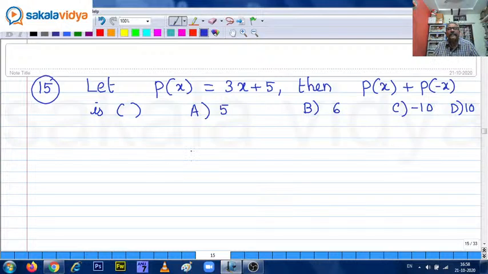Let P of x is equal to 3x plus 5, then P of x plus P of minus x is. So what is the value? Oh, wonderful, Sanjana. Right. P of x equal to 3x plus 5, then P of x plus P of minus x. See the hint.